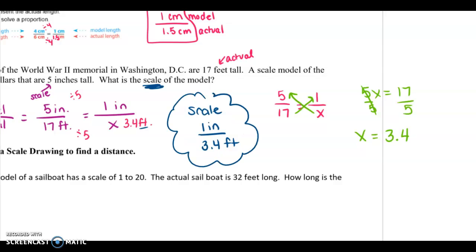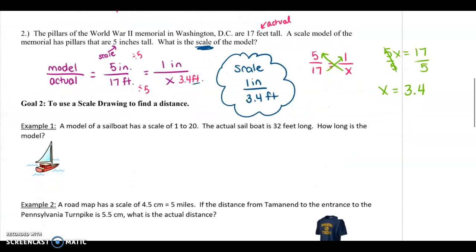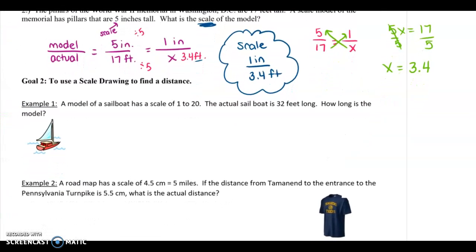That's perfectly fine. For the next few, they gave us the scale, but we're actually going to go through and find the missing measure. So we're going to find the missing actual measure, or maybe the measure on the model. So it says a model of a sailboat has a scale of 1 to 20. All right, so that's what my scale is. It's 1 to 20, where this is my model and this is my actual. The actual always goes on the bottom. The actual sailboat is 32 feet long. So actual means the 32 feet goes on the bottom. How long is the model? I don't know. That's my x.